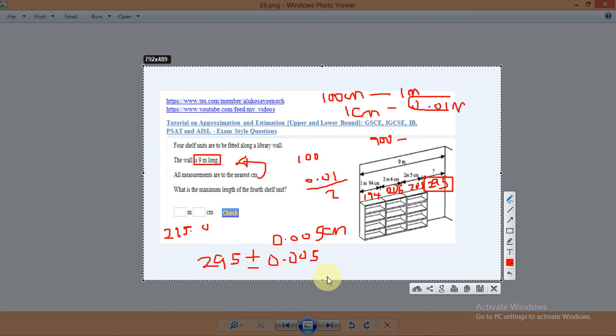Why am I like this? Okay, in meters, I don't need to waste my time. This is 295, so 2 meters and 0.95. Then you can now add your 0.005. Guys, this is not funny. So that's 0.955. So your answer will be 2.955 meters.